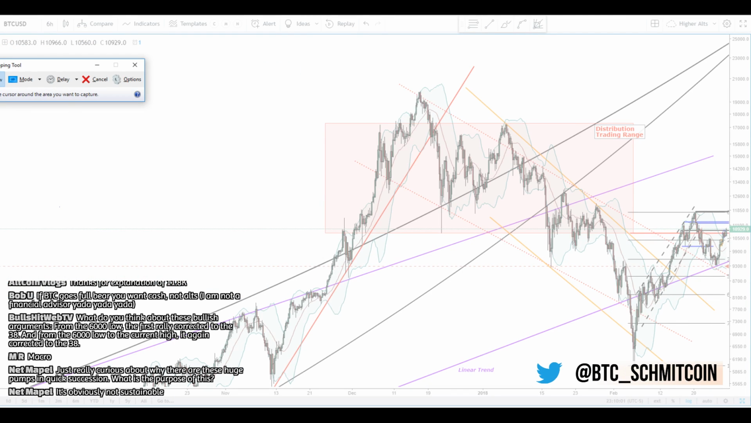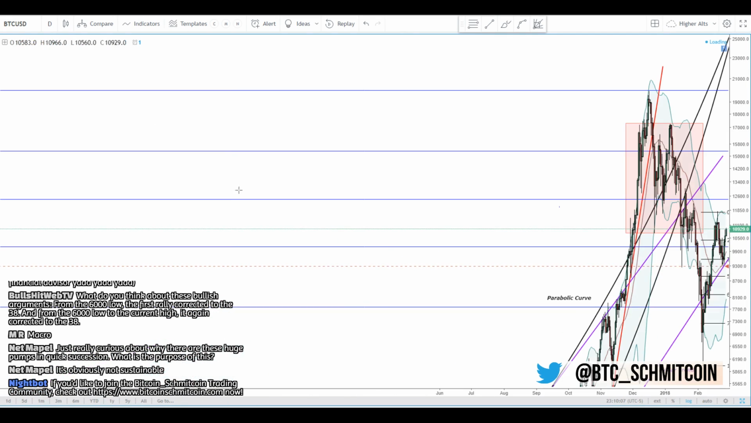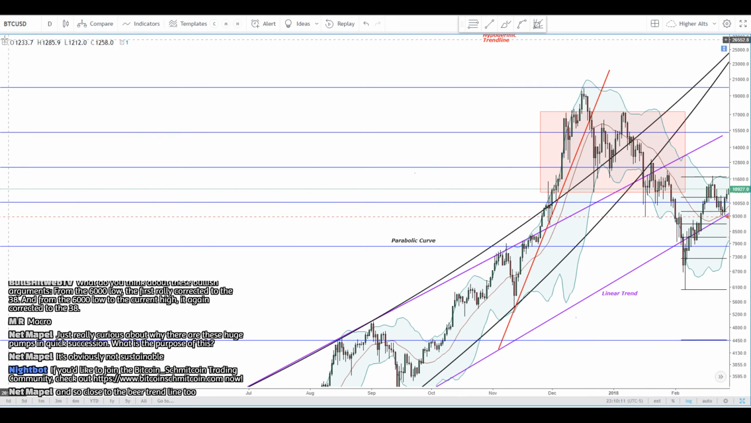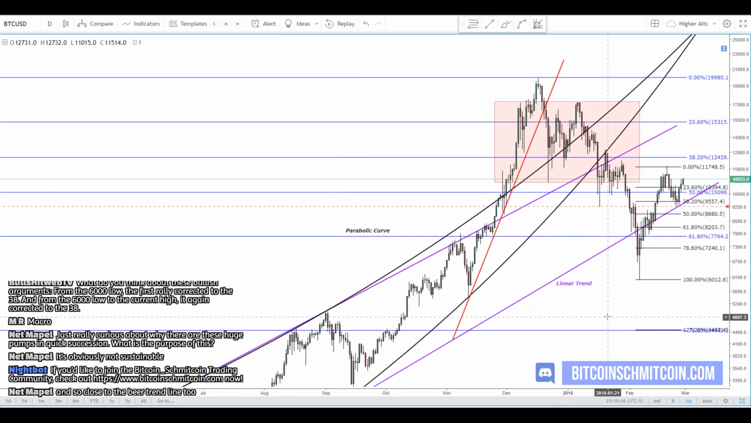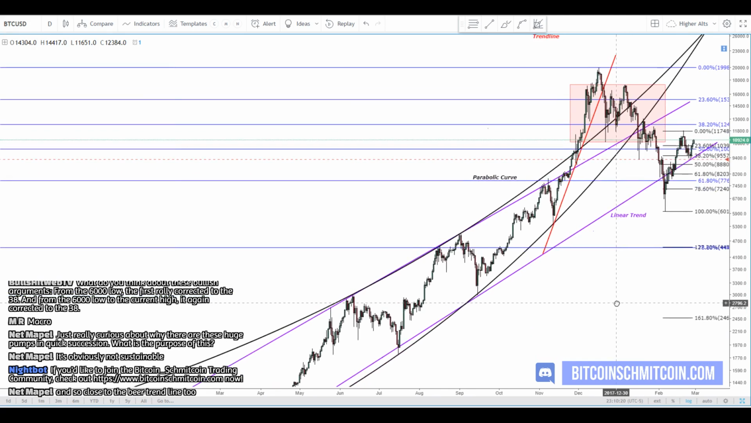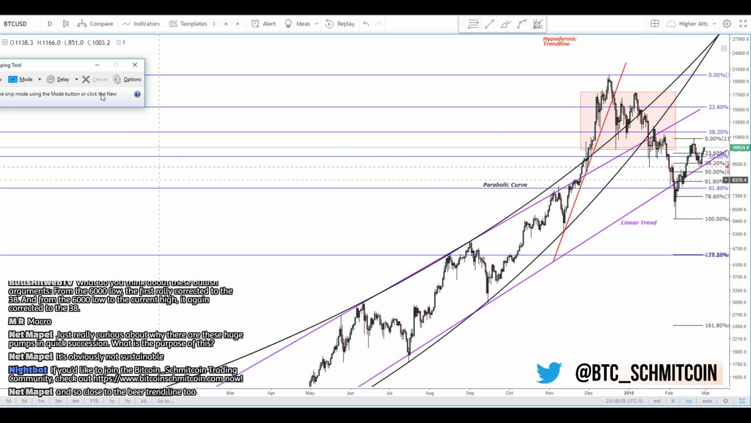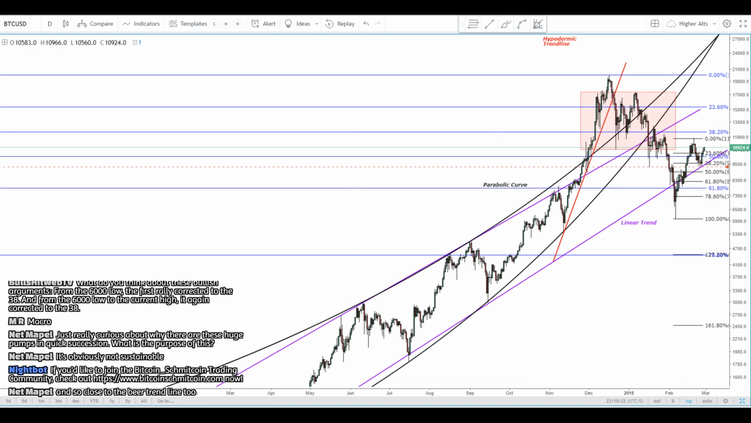So let me zoom out and I'll show you. If we look at, I think the daily looks better maybe. Let me get these Bollinger Bands off here. This is all right. This is going to be good. This is the best historical comparison.